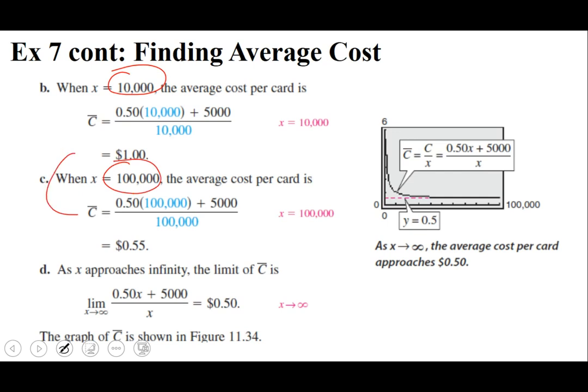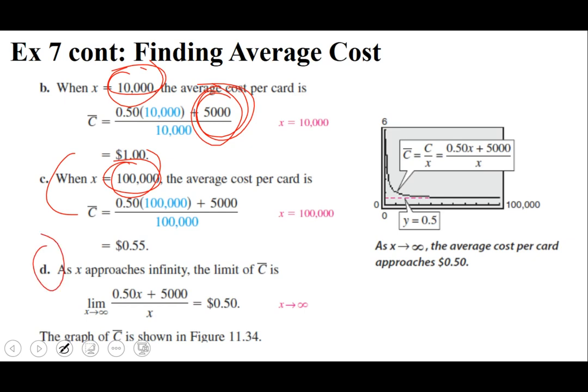As you can see, the average cost per card is going down significantly as you make more and more cards. Why is that? Well, it's because of this $5,000. You have to pay that $5,000 no matter what. So either you're dividing that $5,000 by something like 10,000, or you're dividing it by something by 100,000. So the more cards you make, the more evenly that $5,000 gets distributed, which lowers your average cost.